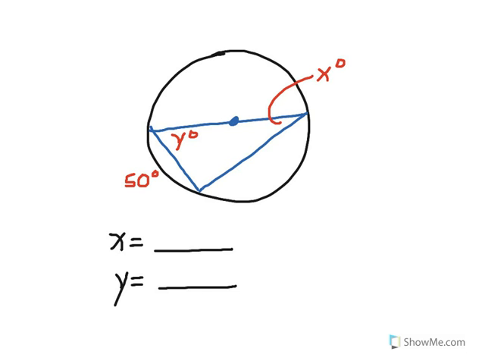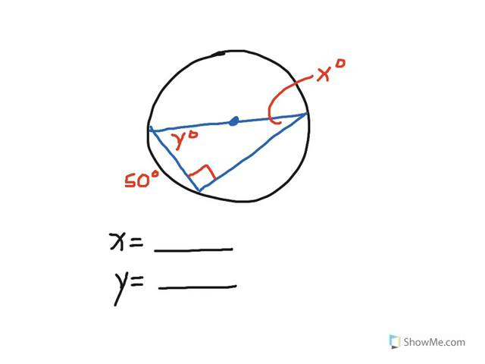Okay, in the next example, I also have to solve for the degree measures of x and y. So I notice that what I have here is a triangle inscribed in a semicircle. I know it's in a semicircle because one side of that triangle is a diameter that goes through the center. So that means this inscribed angle right here is a 90-degree angle.